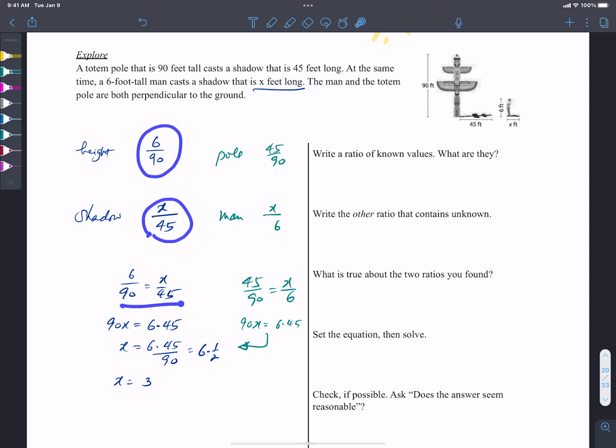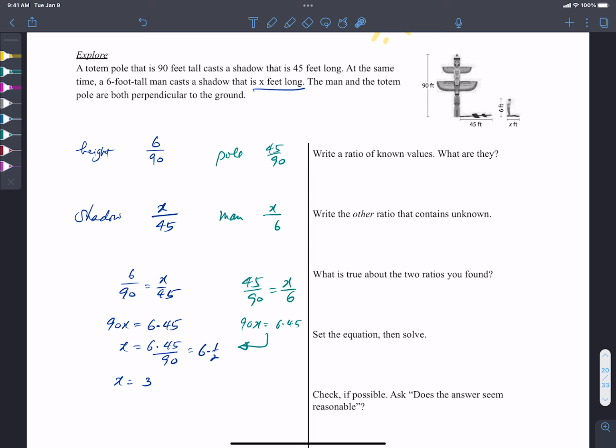If we set them equal to each other and cross multiply, notice I do not multiply 6 times 45. Just give me a second, okay? Once you do that, we get 90x on the left-hand side. How do I isolate the x? If you said divide by 90, you're absolutely correct. Once you do that, we have 6 times 45 divided by 90.